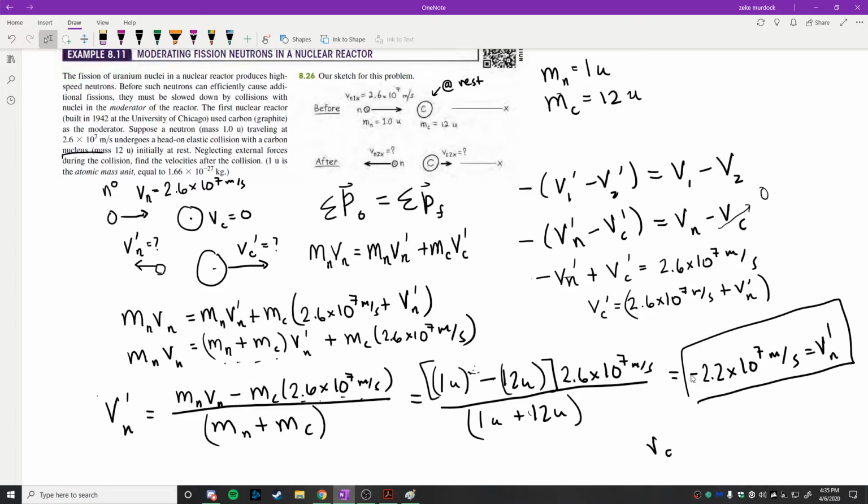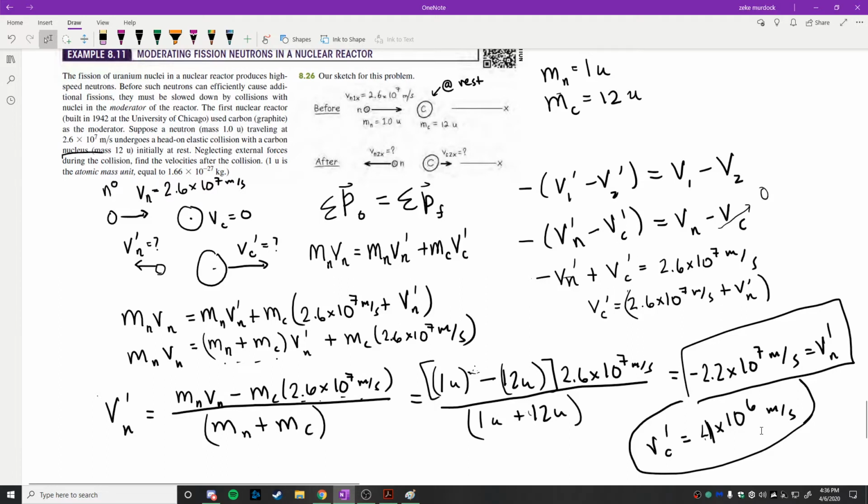And then Vc prime is going to be equal to 2.6 plus this. So what's left over? 0.4. So something like 4 times 10 to the 6, I think. And that one's going to be positive. And writing on the corner, I'm sorry, it gets kind of sloppy down here. So there we go. That's the velocity of the neutron, much faster because it's smaller, right? And this is the velocity of the carbon nucleus. Still pretty fast, 4 million meters per second.